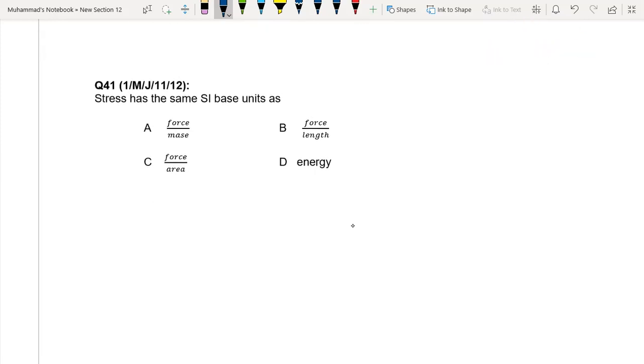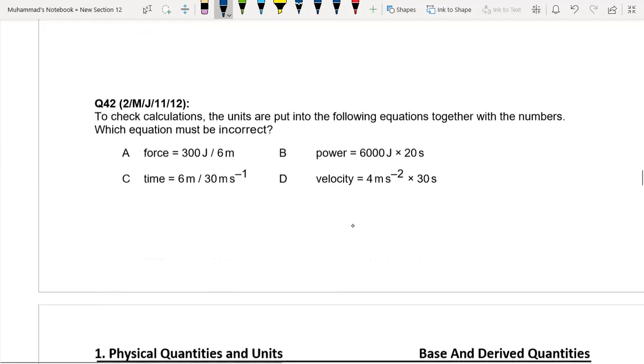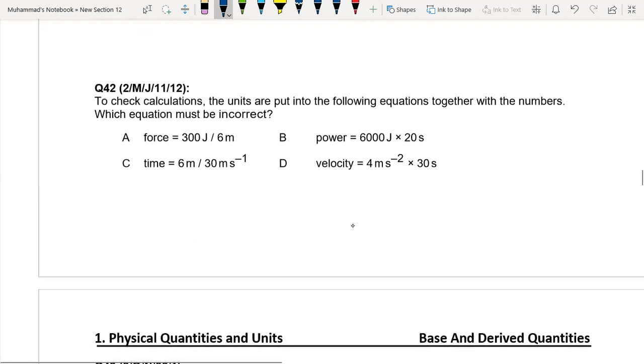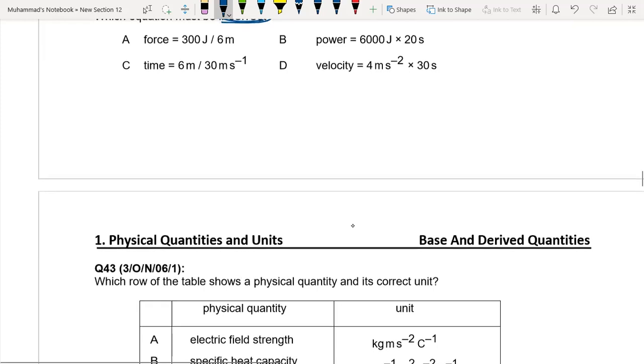Stress has the same base unit as stress is force per unit area. So stress and force per unit area will have the same unit. We have done that. So 41 is C. To check calculations, the units are put into the following equations together with numbers. Which equations must be incorrect? Okay, so we have to find the equation that is incorrect.